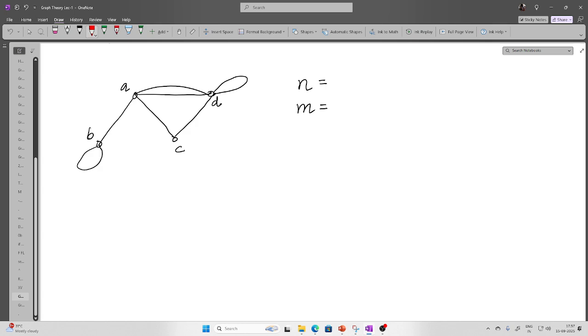So the order is the number of vertices. So it's vertex 1, 2, 3, and 4. So 4 vertices are there. So the order will be 4.